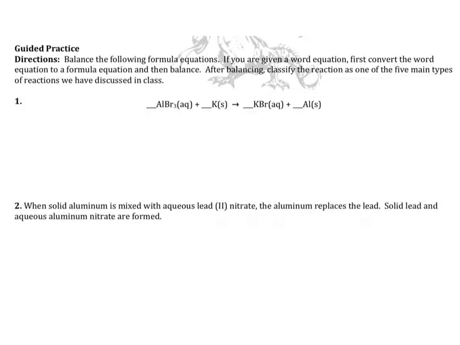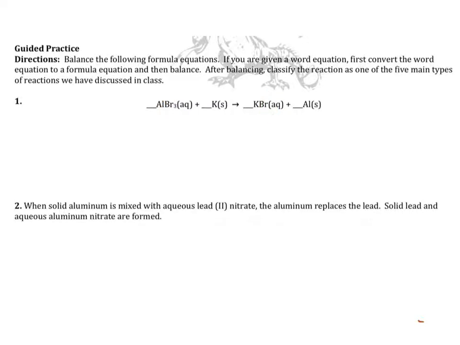The way that you want to go about balancing is you just want to start with maybe the first element, aluminum. There's one aluminum here, there's one aluminum there. We want to have the same amount of each atom on each side. And so that actually is balanced because there's one on each side. However, take a look at this. This right here has 3 bromines and there's 1 bromine here.